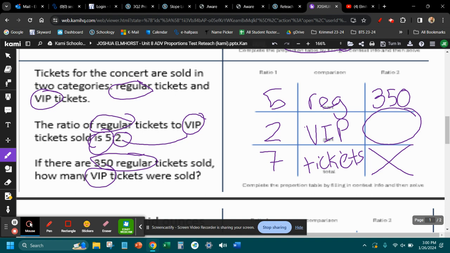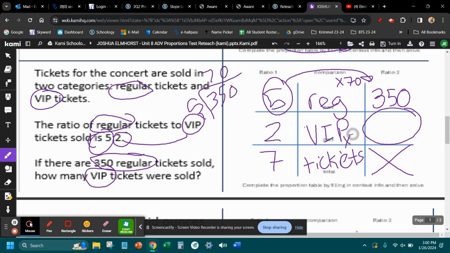Now, some students did great with this part. They divided 350 by 5, and they found that 70 had something to do with it. So they divided 350 by 5, and they're like, yes, I got 70, and 70 was one of the answer choices, and they clicked on it. So 70 is not the answer, 70 is the factor.